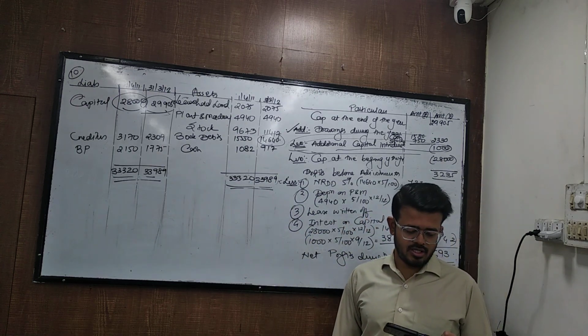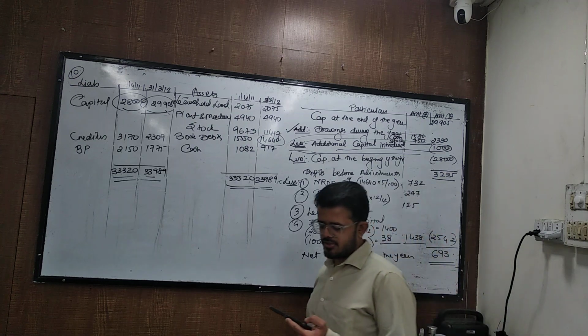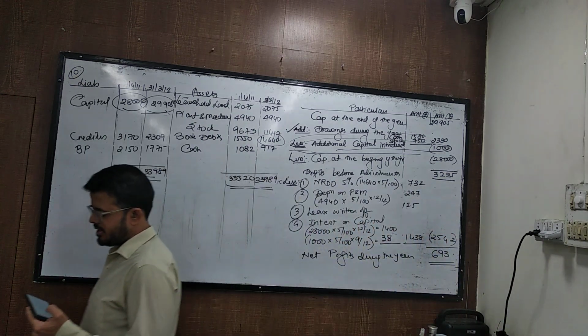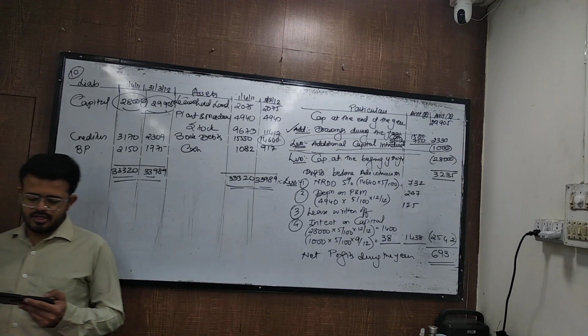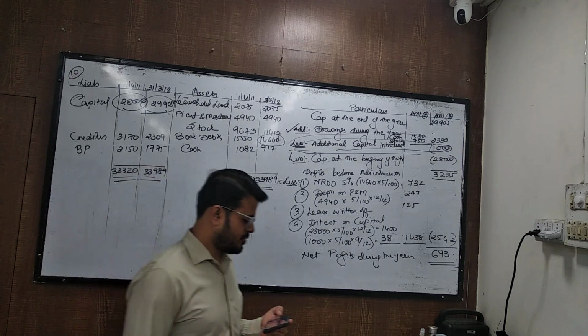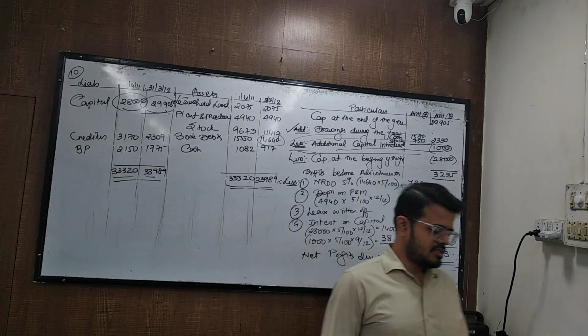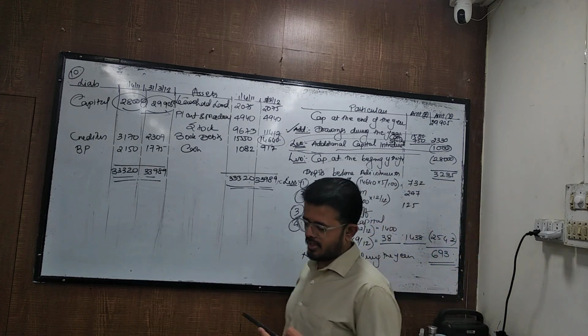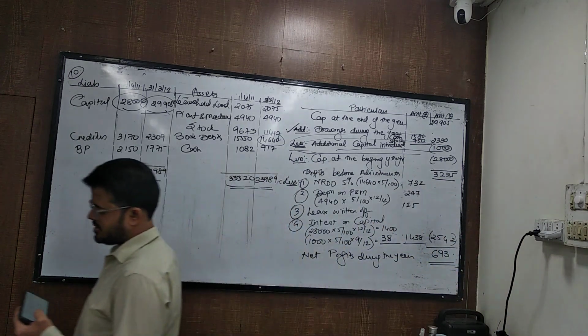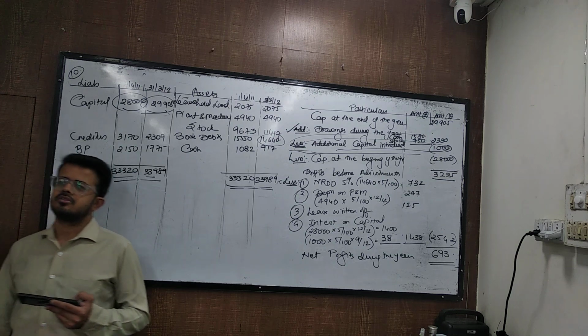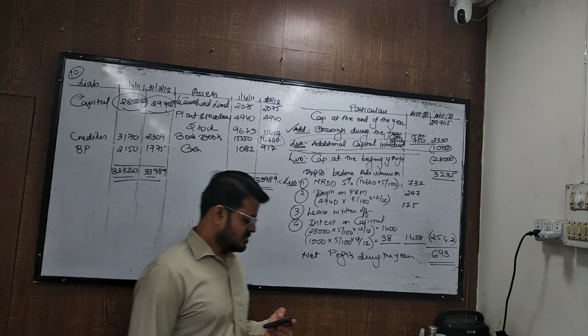Opening capital is 30,000, closing is 60,000, withdrawals 5,000, capital introduced 3,000. Profit is how much? 32,000 is coming, check it. How do you do it? 60 plus 5, 65, minus 3, 62, minus 30, okay, sorted.